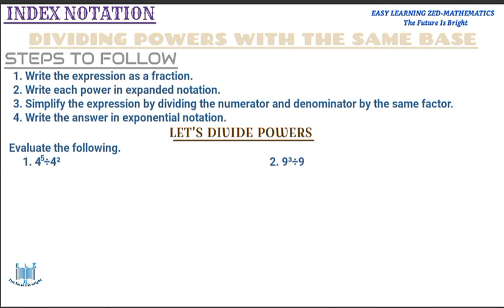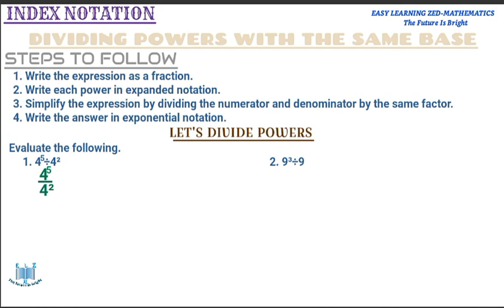So what we're going to do is write this expression as a fraction. So it's going to be 4 to the power of 5 over 4 to the power of 2. Okay, once we have written that, we have done the first step. Now we go to step 2, which is to write each power in expanded notation.